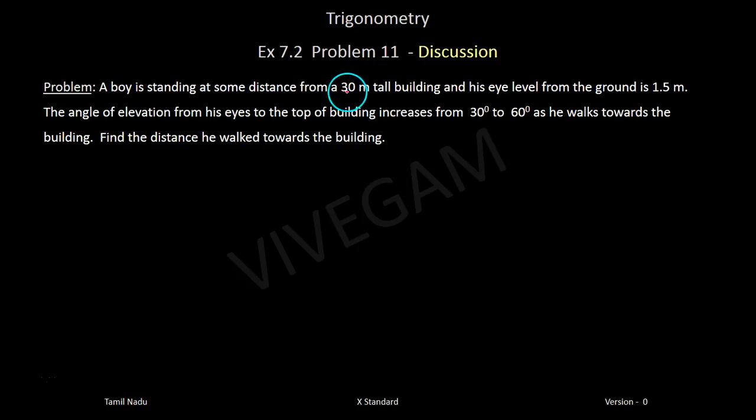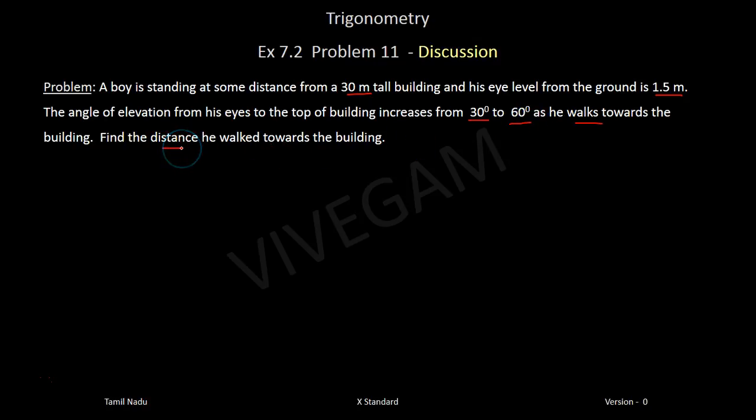Okay, so basically the height of the building is 30 meters and his eye level, as he is standing vertically on the ground, is about 1.5 meters. 1.5 meters is about 5.5 feet approximately, right? Which is the height of a normal person. And his angle of elevation to the top of the building was 30 degrees. And then he walks towards the building, and the angle of elevation increases to 60 degrees. And we are asked to find the distance he walked.